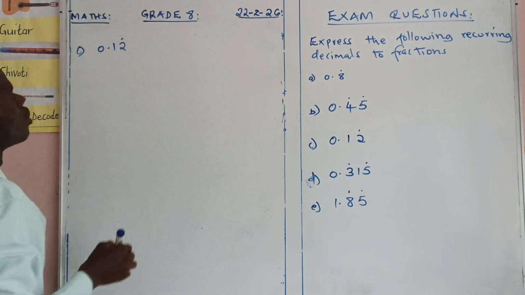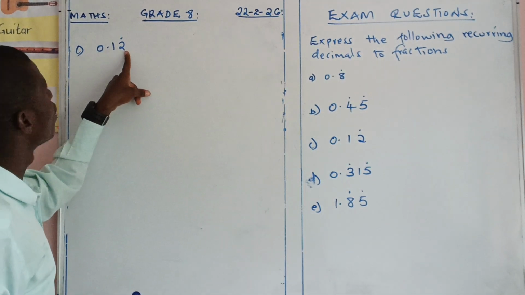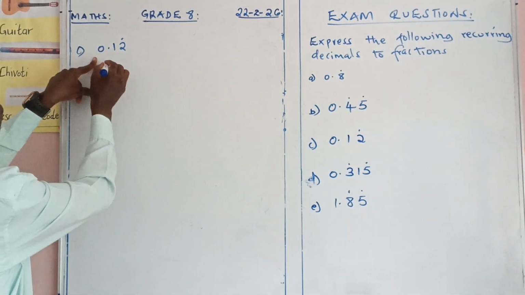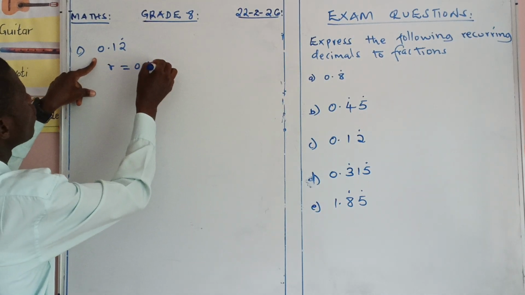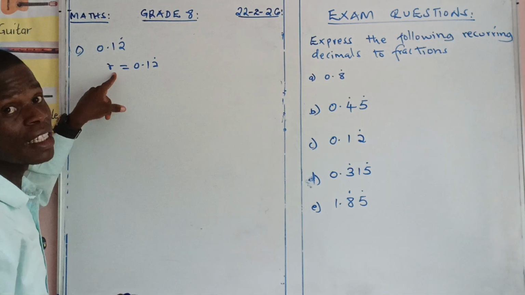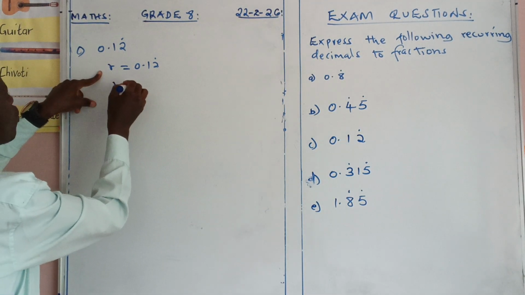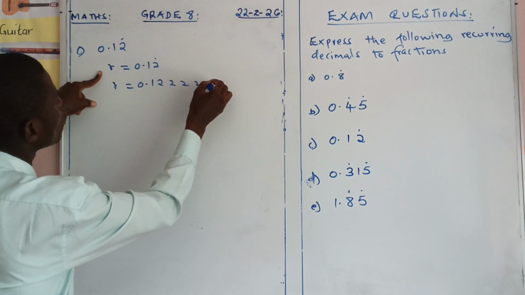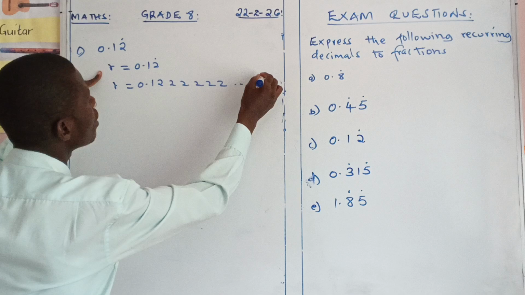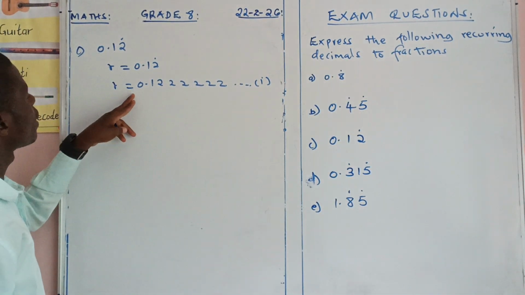I have 0.12 recurring. So here you see only 2 is recurring. 1 is not recurring. So here r is equal to 0.12 recurring. So this r is the fraction we are searching for. Now, the next we have r is equal to 0.12222222. So this is our first equation. As simple as that.